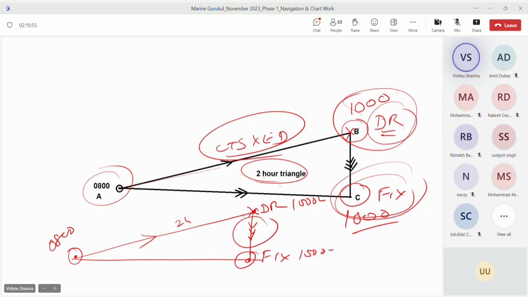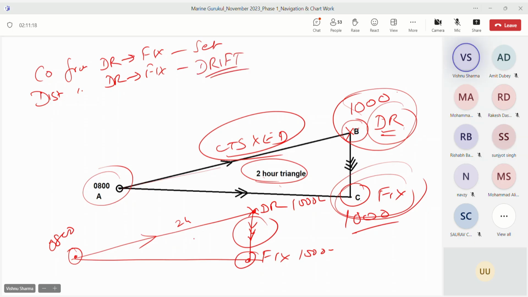So where is the current segment? It is from DR to fix. So the course from DR to fix is the set. And the distance from DR to fix is the drift for how much duration? For the duration of the triangle. For whatever duration the triangle is made, it is the drift for that duration. Yes or no? This will be the drift for 2 hours. And if I divide by 2, that will give me the rate of current. Yes or no?